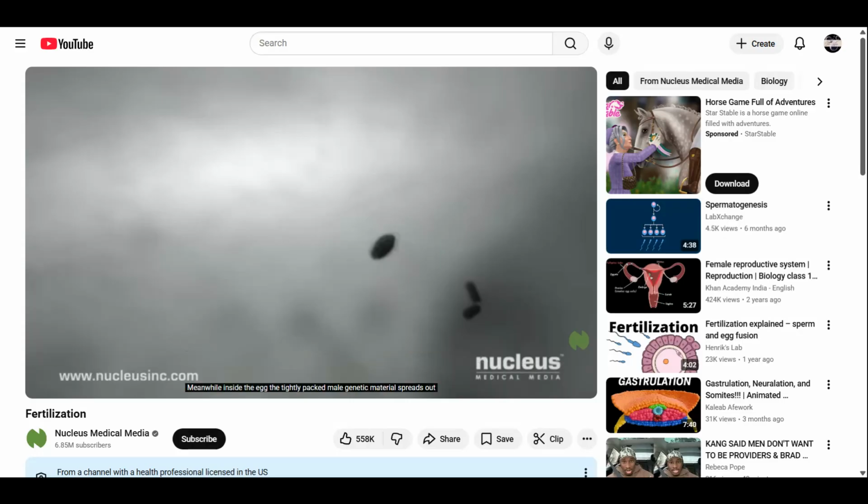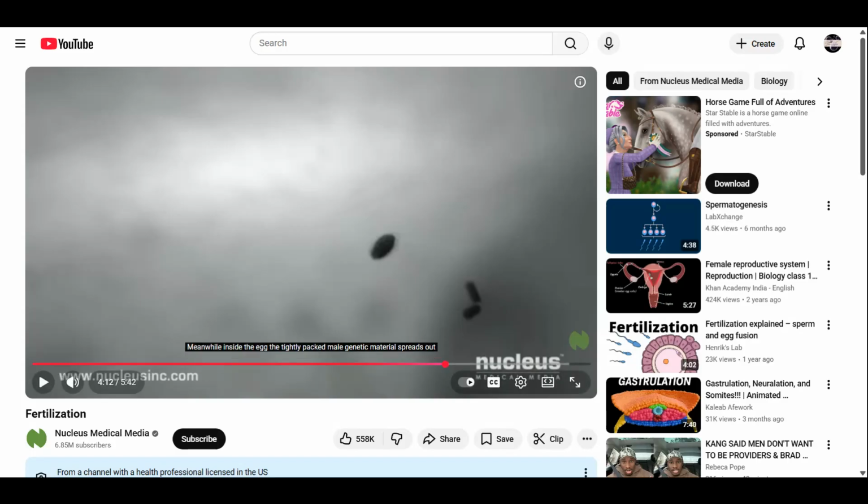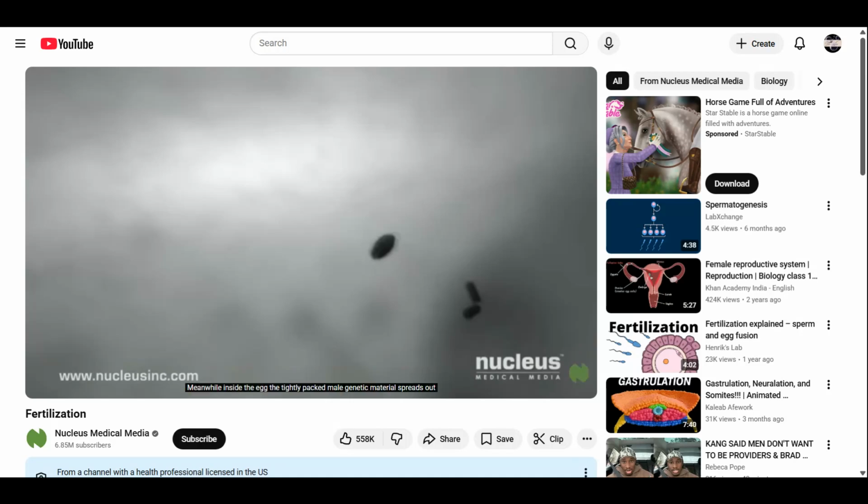It's not two cells merging like they would have you believe. This is something that is invading with its own genes. This is exactly how the bacteriophage was working. It's delivering its genes into the egg.